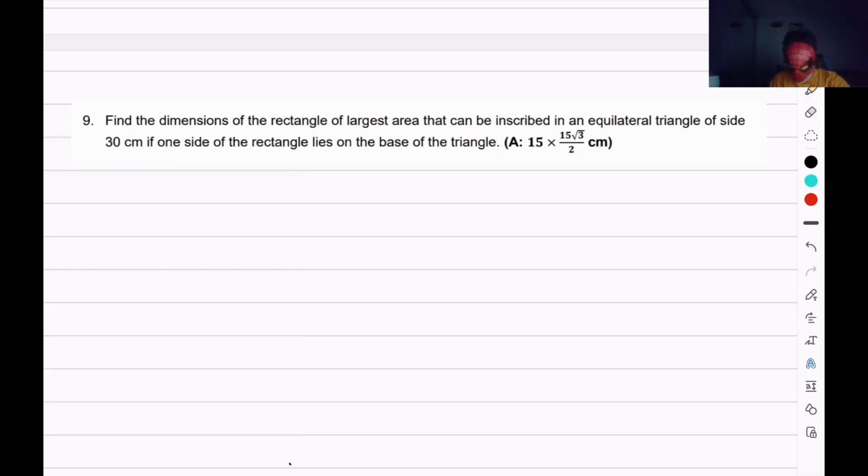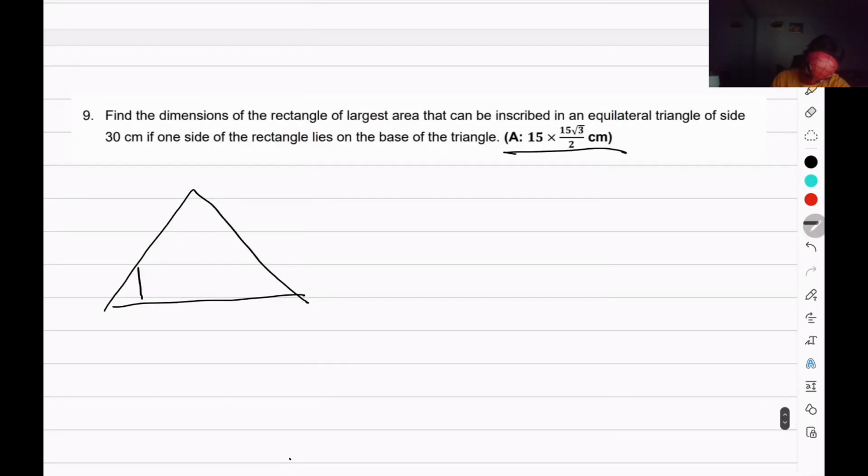So find the dimensions of the rectangle of largest area that can be inscribed in an equilateral triangle of side 30 centimeters, if one side of the rectangle lies on the base of the triangle. Now the answer is given, but I'll tell you how to get to the answer. So here's an equilateral triangle, and the rectangle is inscribed inside it, where it is touching the base.